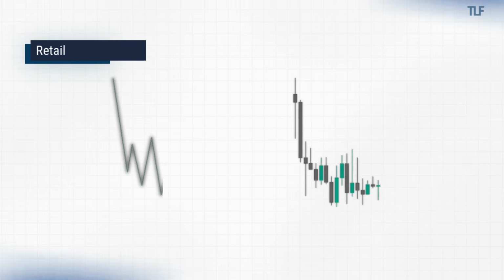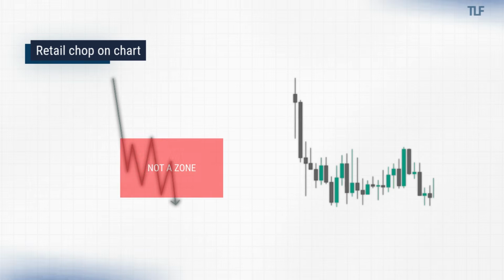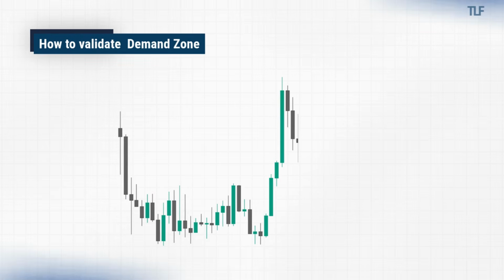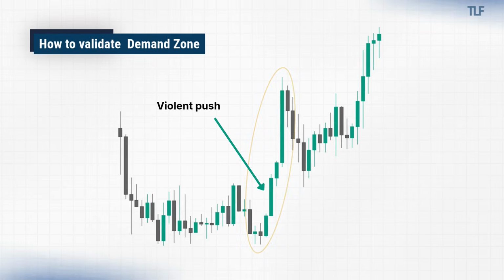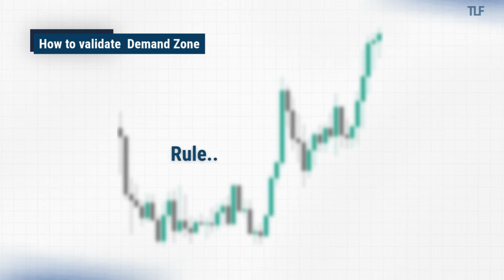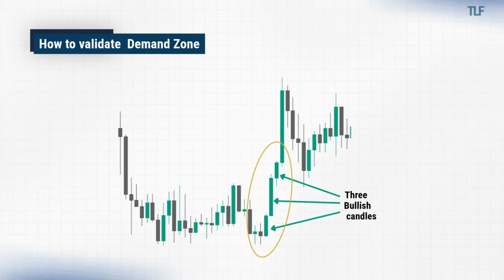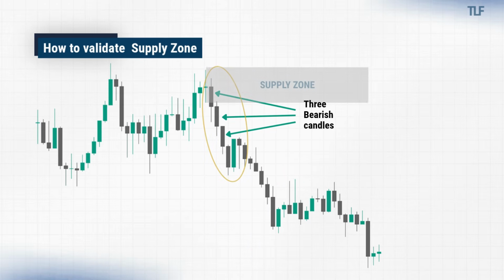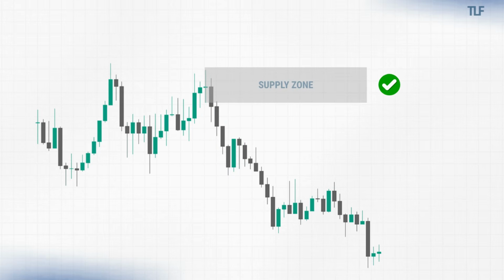But let's be real, not every pause on the chart counts. A few quiet, sleepy candles drifting sideways isn't supply or demand. That's just retail chop. What you are looking for is pure aggression, a violent push that shows a massive imbalance. To make it more clear, the 3-candle rule. You need to see at least 3 consecutive green candles with large, solid bodies and real distance traveled to validate a demand zone. You need 3 strong consecutive red candles to validate a supply zone. That is the hard line between a zone worth risking your money on and random noise you should completely ignore.